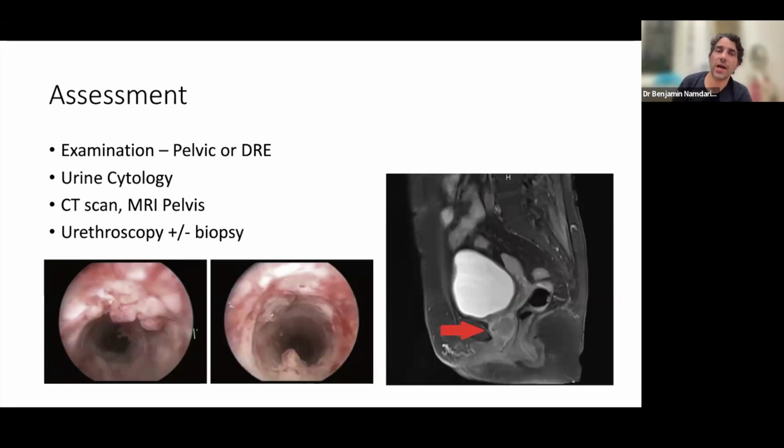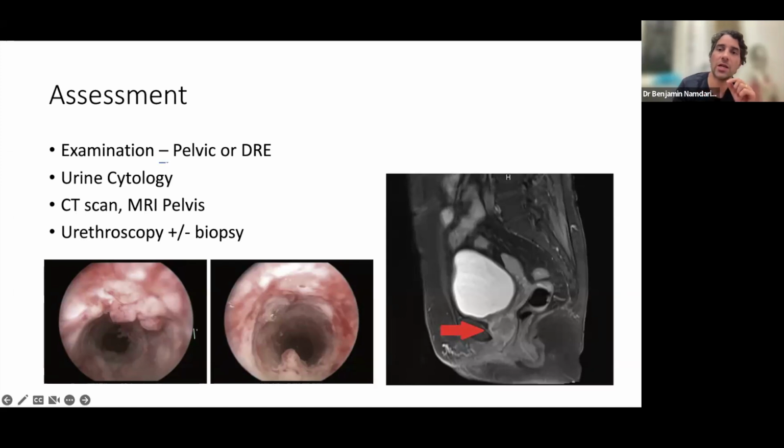The assessment for that is, as we'd say in our exams, history, examination, investigations. And so examination, you may see some features at the meatus or see some bulkiness to the urethra. But thereafter, it's usually tests and investigations that we're going to need to use. So urine cytology or washings of the urethra can tell us if there are abnormal cells. The most useful scan, although we do use CT, is probably an MRI. It gives us better assessment of the penile, the urethral structures.